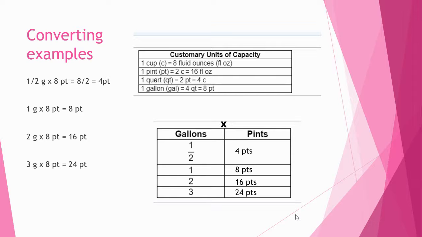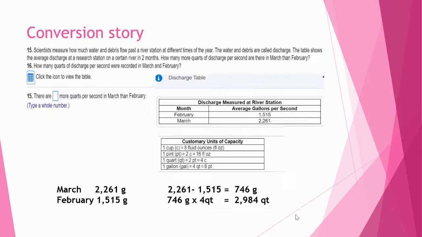Another example, they gave you a chart. That made it a little bit easier to see. I clicked on that icon again. It gave me my customary units of capacity. As you can see, they used a table. We're going from large to small, so you multiply. 1/2 gallon times 8 pints equals 8/2, which equals 4 pints. 1 gallon times 8 pints equals 8 pints. 2 gallons times 8 pints equals 16 pints, and 3 gallons times 8 pints equals 24 pints.